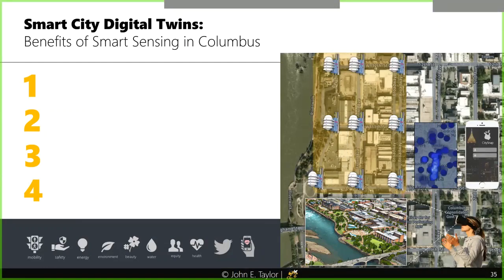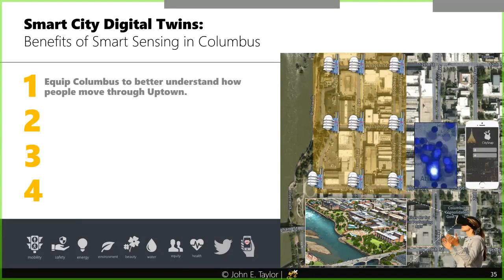And over the course of the next year, we plan out how this might be expanded to cover more of the uptown area. So what are the benefits of smart city digital twinning, in particular in Columbus? Well, we're hoping it can equip Columbus government to better understand how people are moving through the uptown. That's of considerable interest to the business owners in that particular area. So they're eager to understand these mobility patterns and what drives more and less people moving through the uptown area.